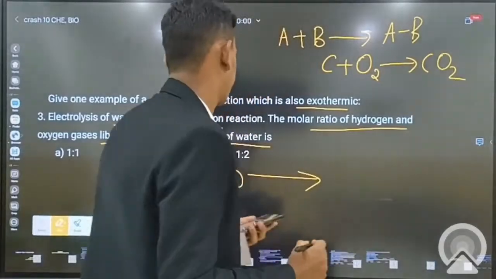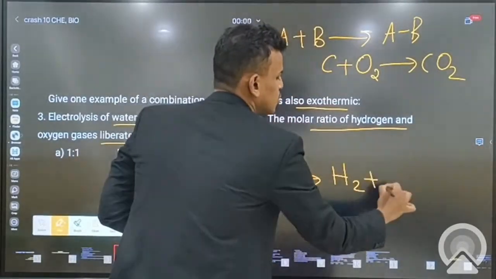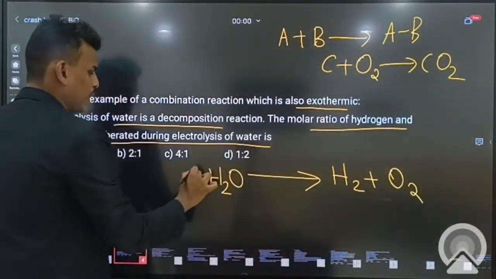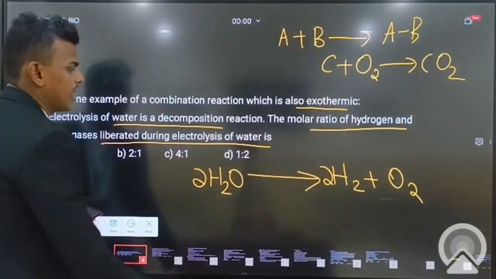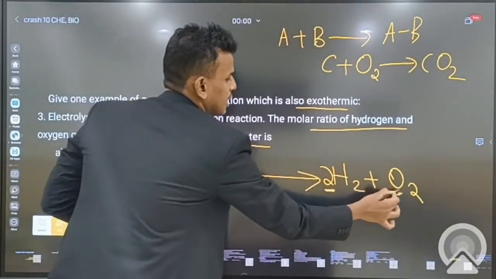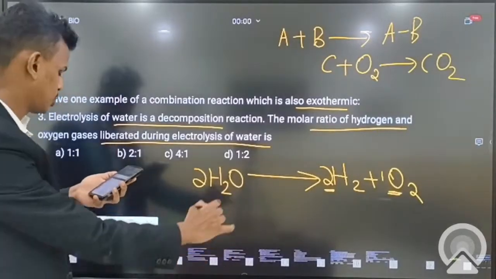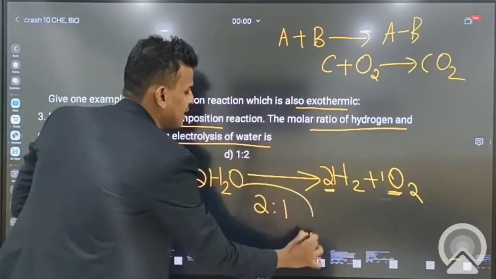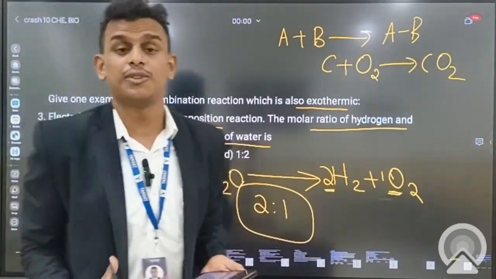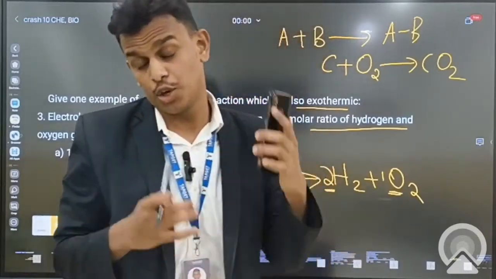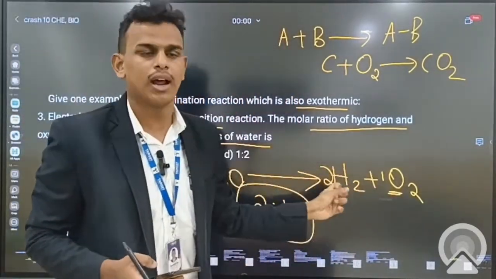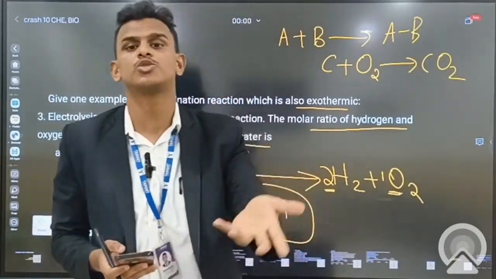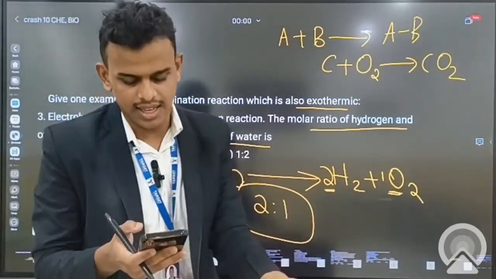Let's check. H2 plus O2. After balancing, you will get 2H2O gives 2H2 plus O2. Molar ratio means these coefficients. Here you can see only 1. Here it is 2. Yeah, 2:1 is the right answer. Friends, if they are asking about the ratio of mass, what's your answer? Here, you can see 4 hydrogen and 32 oxygen, 4:32. That is 1:8. Yeah, correct.